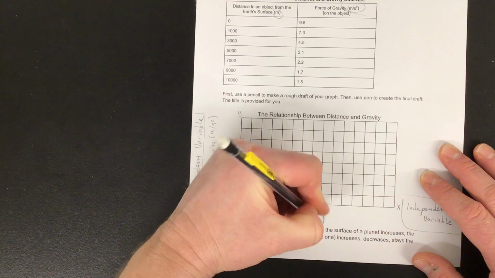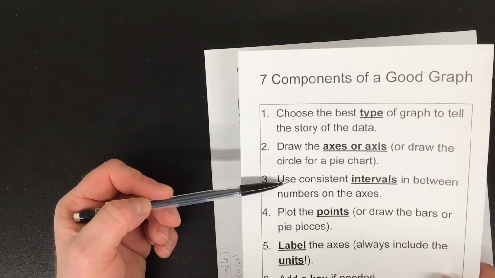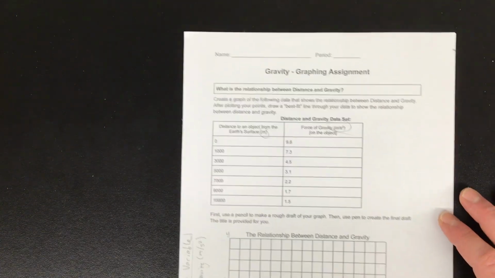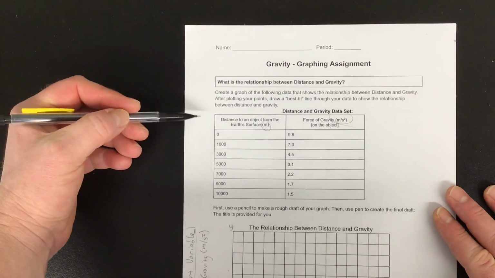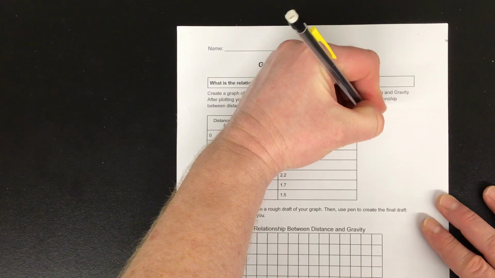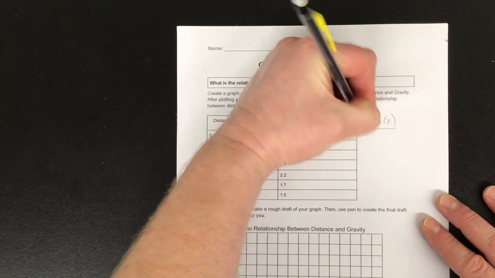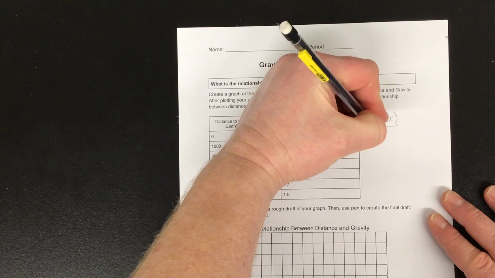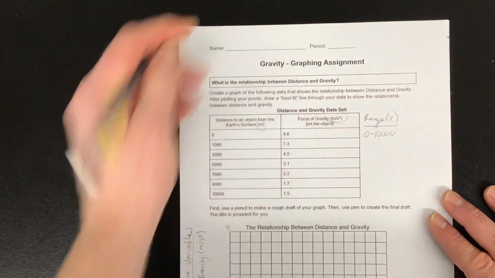in meters. Now you need to figure out, we're on step 3, those best consistent intervals that go on the axes, okay? So I like to write down my range. We're going to start over here with what goes on the x-axis, the distance. Let's write down our range for the x-axis. And it looks like we're going to go from 0 to 10,000. So 0 to 10,000. Okay?